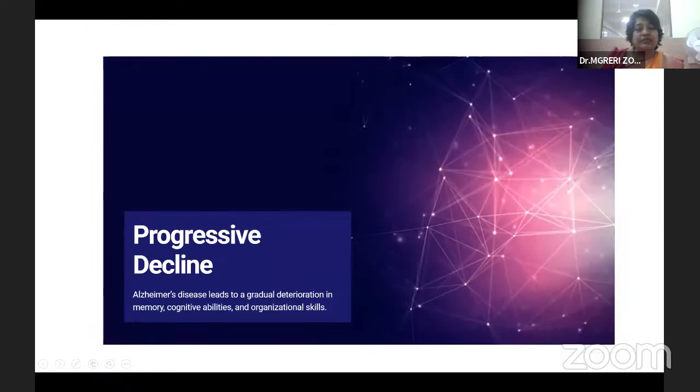So what is meant by Alzheimer's disease? Alzheimer's disease leads to gradual deterioration in memory, cognitive abilities, and also organizational skills. We all know that human beings are called much more advanced when compared to other animals, because we have very good cognitive abilities and organizational skills. We know where we are going, what we are doing, and what we are eating. So many things.